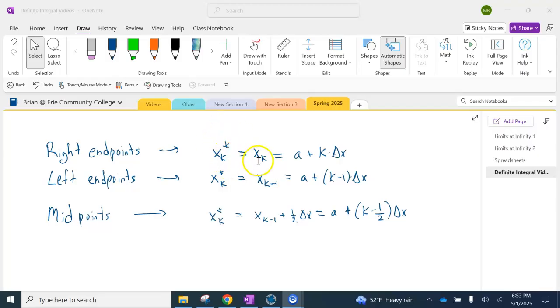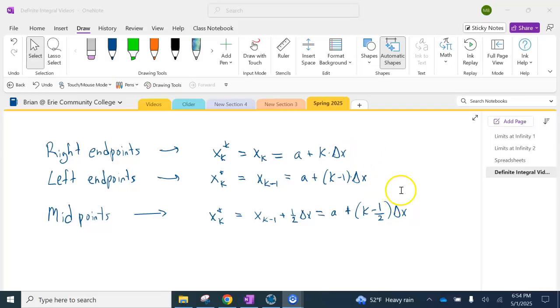If we're using right endpoints, it's just x sub k, and we just wrote down that that's equal to a plus k times delta x. If we're using left endpoints, then that special number, x sub k star, which is the point in the kth subinterval that we plug into the function, is just x sub k minus 1 from our partition. If we're using a regular partition of the interval a to b into n subintervals of equal width, it'll be a plus k minus 1 times delta x. If we want to use midpoints, then x sub k star will be, as we just showed above, a plus k minus 1/2 times delta x.